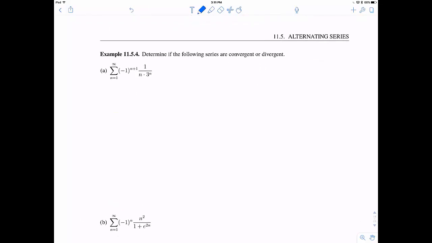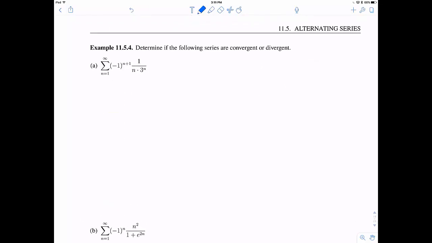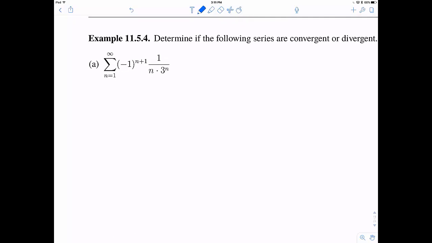Okay, so let's go ahead and try to apply this thing to the following series. So we have the nice alternating series, negative 1 raised to the n plus 1, which we could think about as just negative 1 raised to the n minus 1 power times negative 1 raised to the second power. So it'd be the same thing essentially. And then 1 over n times 3 to the n.